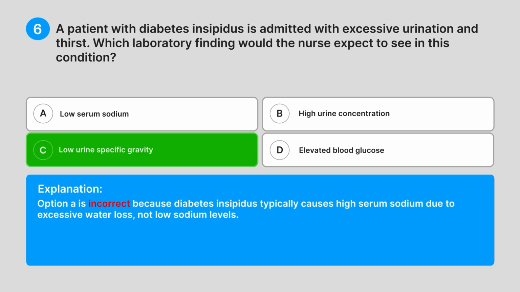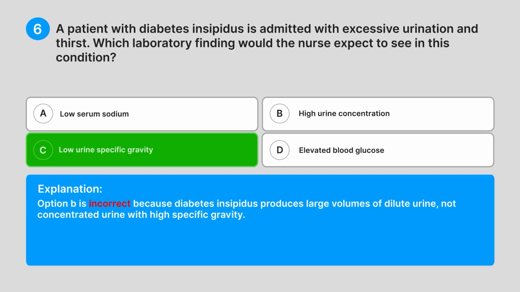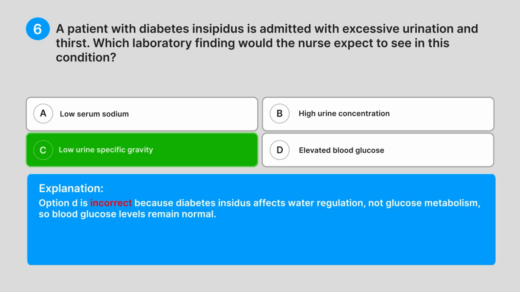Option A is incorrect because diabetes insipidus typically causes high serum sodium due to excessive water loss, not low sodium levels. Option B is incorrect because diabetes insipidus produces large volumes of dilute urine, not concentrated urine with high specific gravity. Option D is incorrect because diabetes insipidus affects water regulation, not glucose metabolism, so blood glucose levels remain normal.